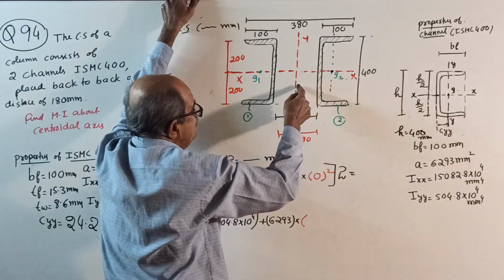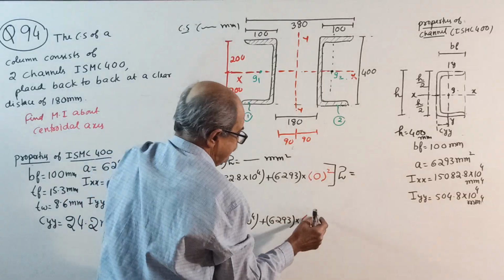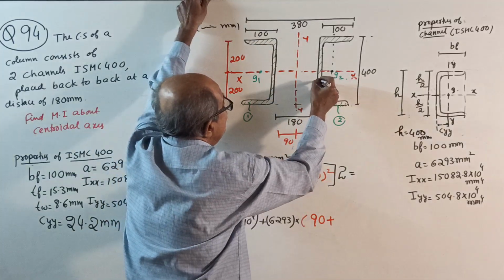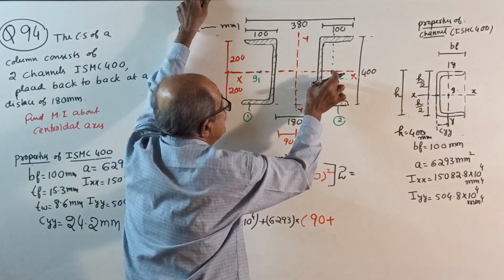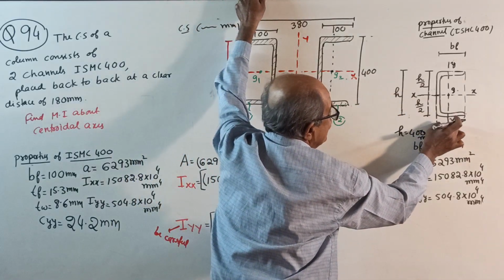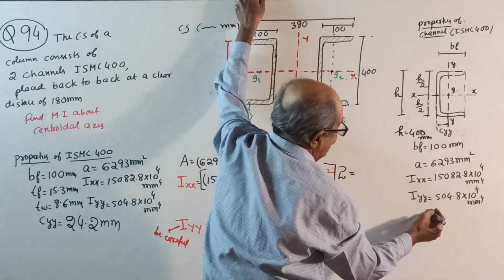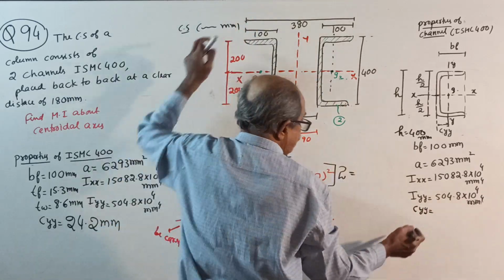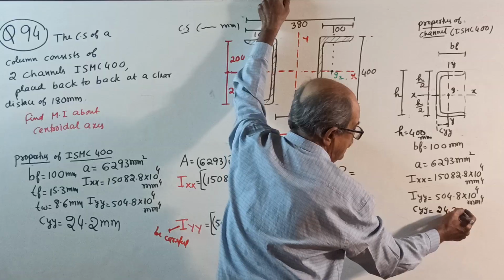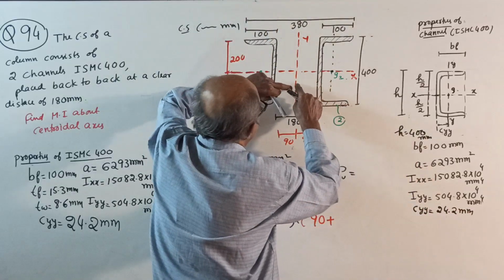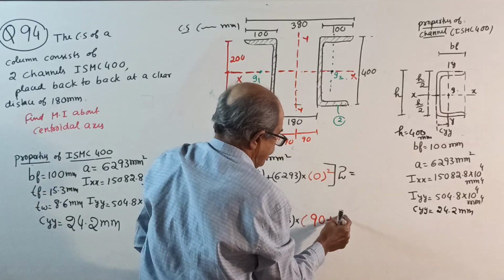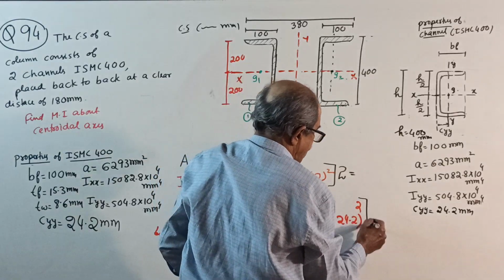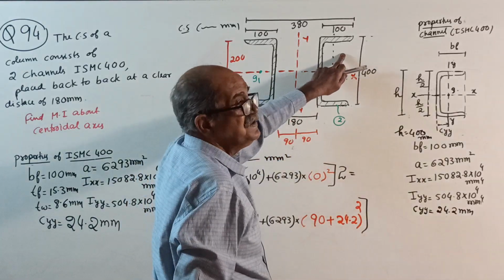That distance squared is 90 plus, from here to here is 90, and from here to here is this distance. It is given as CYY, how much? 24.2 millimeter. I forgot it earlier. It is required, so 90 plus 24.2, that distance whole squared, will give I about Y considering this channel.